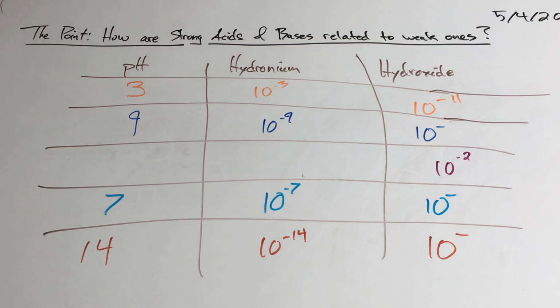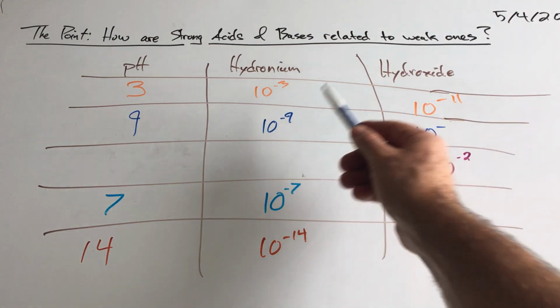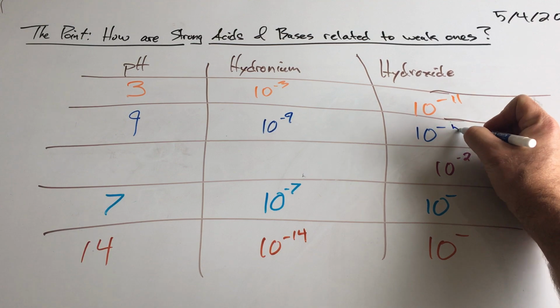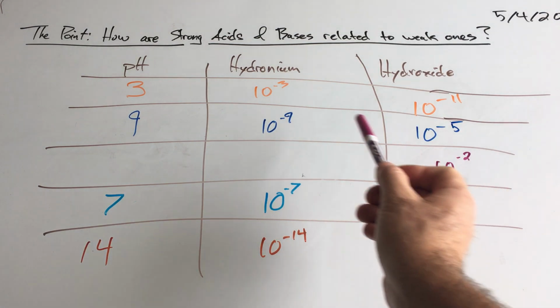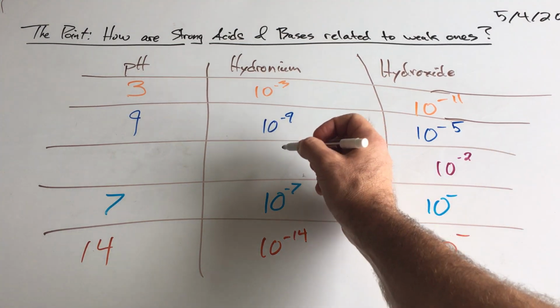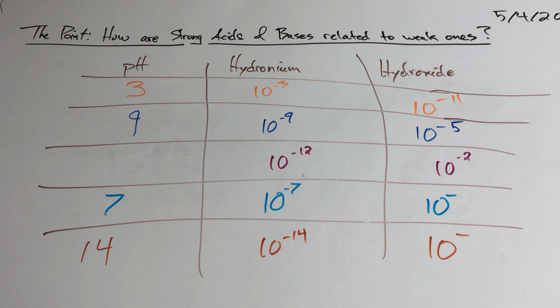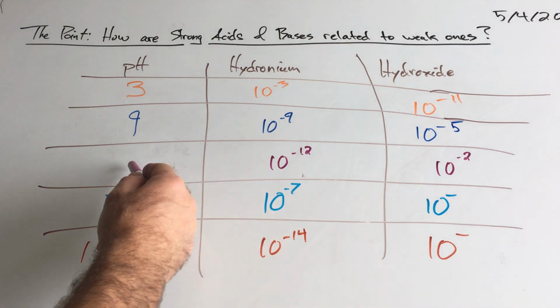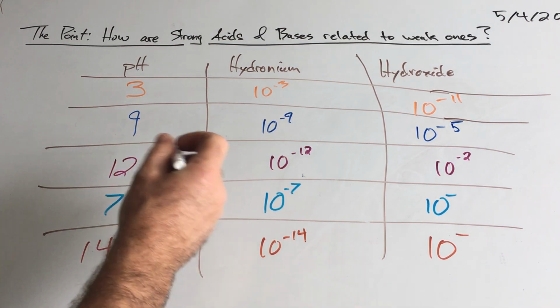And now 9. I've got 9 plus something is 14. So 14 minus 9 is 5. 5 plus 9 is 14. Nailed it. And now we're going backwards. Now we've been given the hydroxide and we have to go back to the hydronium. Well, 14 minus 2 is 12. So it'd be 10 to the negative 12. All right, and, oh wait, we can just fill this out because there's no math here. And I just write 12.